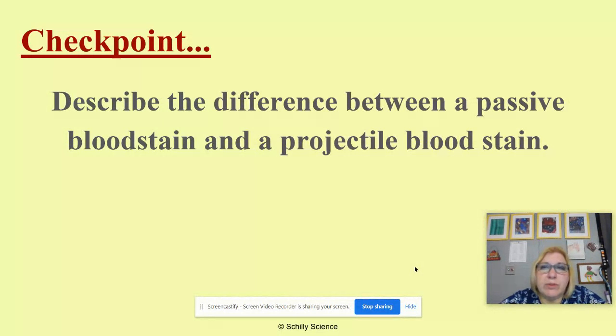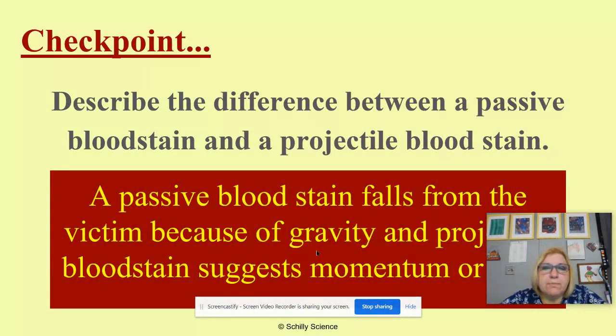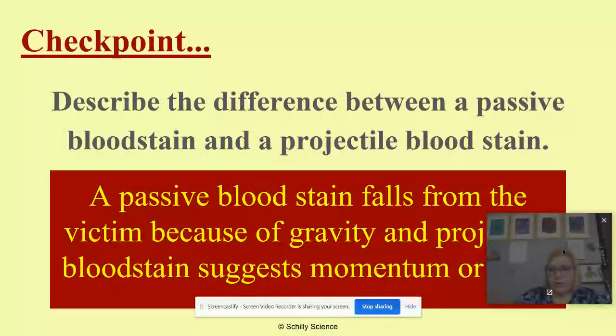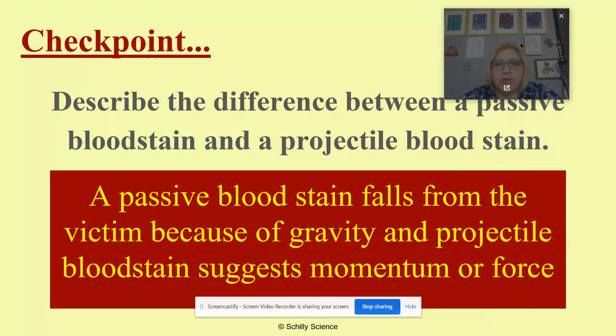Alrighty, so can you describe the difference between a passive blood stain and a projectile blood stain? Passive is when it's just affected by gravity. Projectile is when there's force behind it, because of maybe a blow to the head or a gunshot. There's energy behind it that the person who is bleeding or the person who's committed the crime has caused. Passive blood stain falls from the victim because of gravity, and projectile suggests momentum or force.